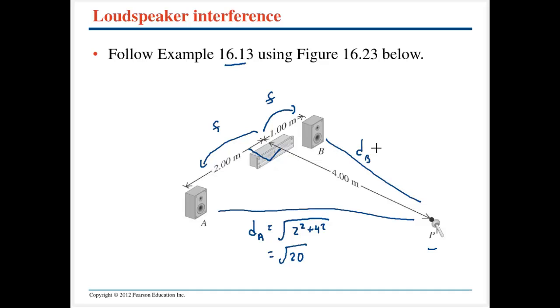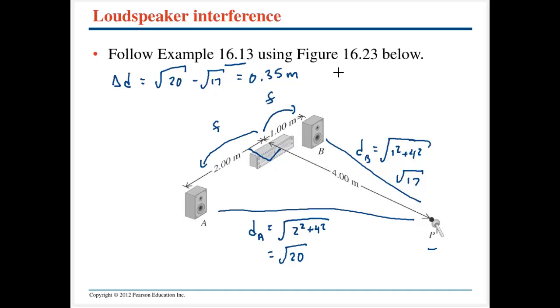The path length that's traveled by the waves coming from speaker B is going to be the square root of 1 squared plus 4 squared, or the square root of 17. When this difference in path length is equal to a single wavelength, we're going to have perfectly constructive interference. So the square root of 20 minus the square root of 17 is 0.35 meters, if you will. When this is equal to the wavelength, twice the wavelength, 3 times the wavelength, so integer multiples of the wavelength, then we're going to have constructive interference.